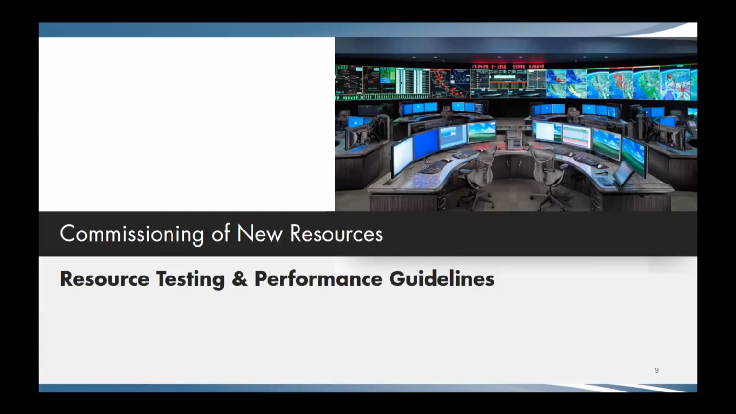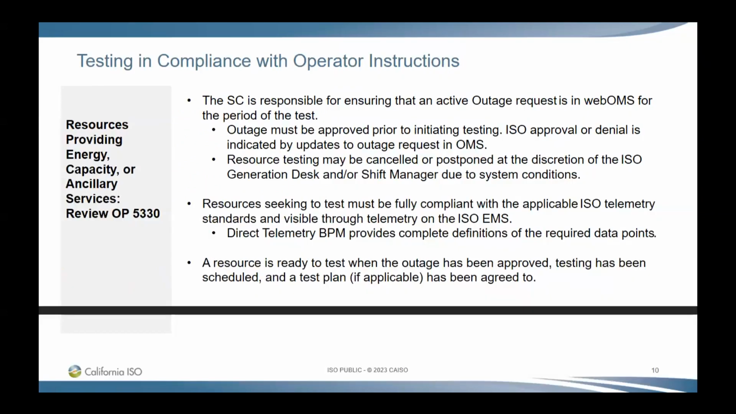So now we're going to talk about resource testing and performance guidelines. There are a few things to consider when you're testing to make sure that you are able to maintain that compliance of operating instructions should you receive those. So when you're testing, this first example is for resources providing energy capacity or ancillary services, and this is all written out in Operating Procedure 5330.